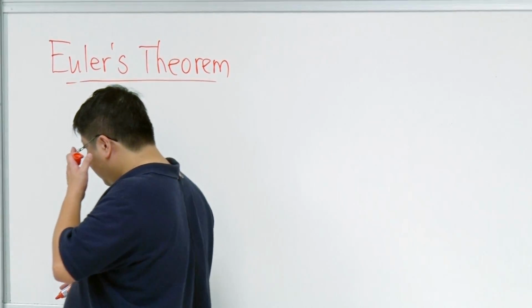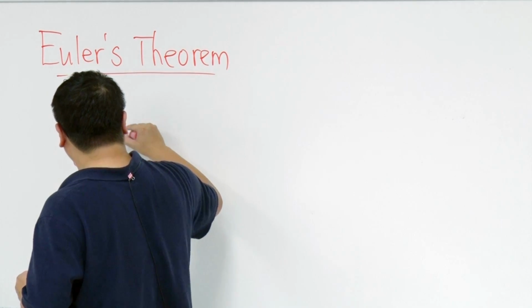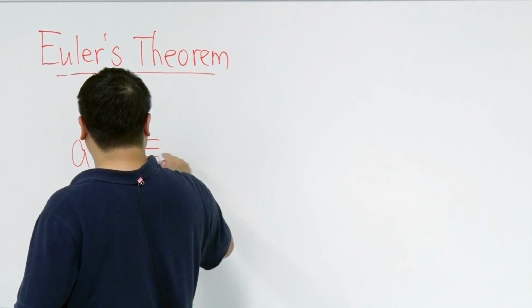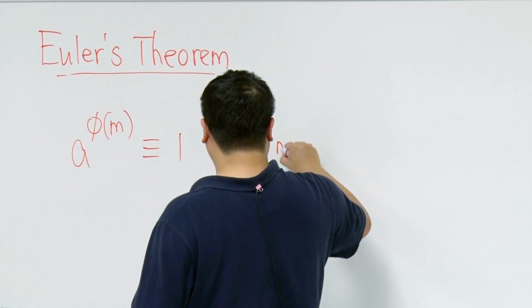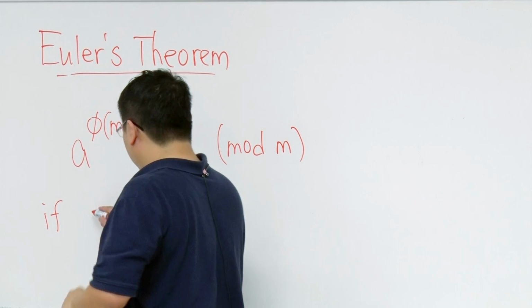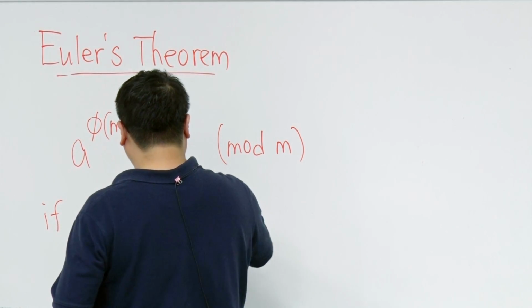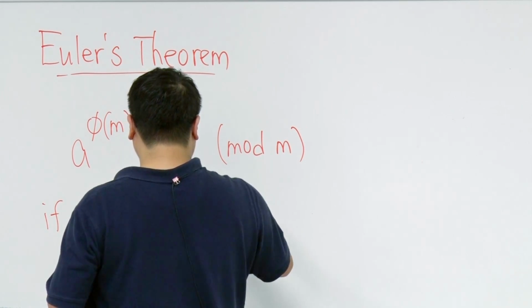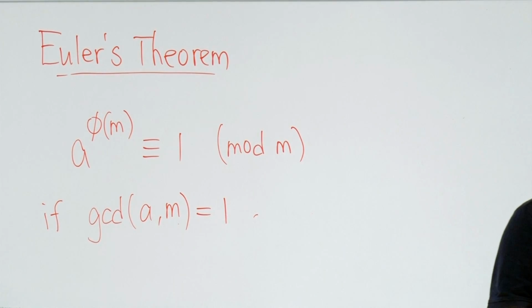is: a to the power phi of m is equal to 1 modulo m if the GCD of a and m is equal to 1. Okay, so this is it, Euler's theorem.